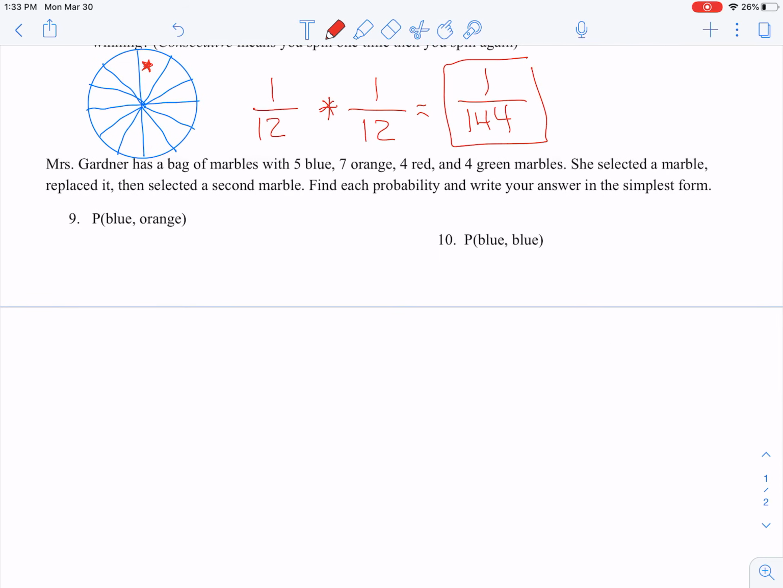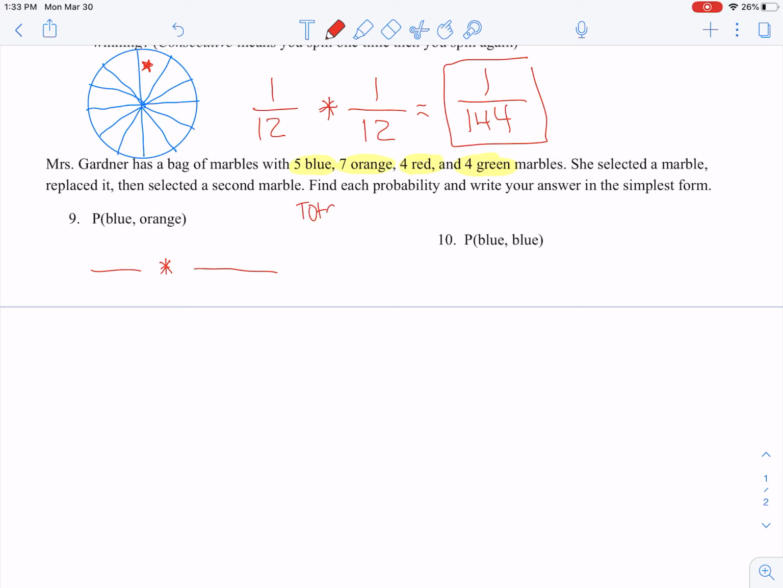Number 9, Mrs. Gardner has a bag of marbles with 5 blue, 7 orange, 4 red, 4 green marbles. She selected a marble, replaced it, then selected the second marble. So we have 2 events going on, and then we're trying to find the probability and then writing the answer in simplest form again. So we know that there are 5 blue, 7 orange, 4 red, and 4 green marbles.